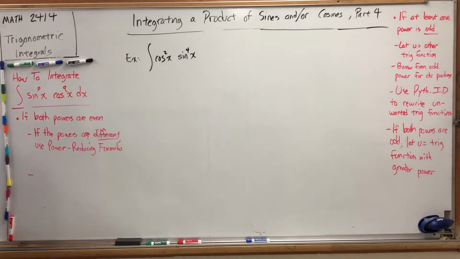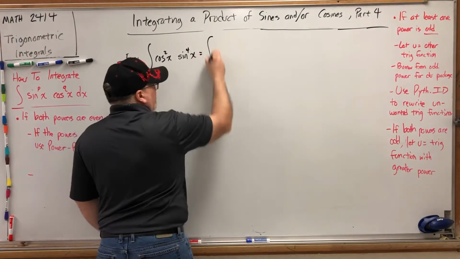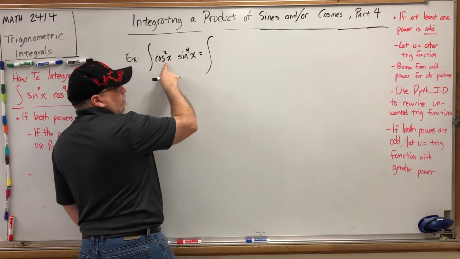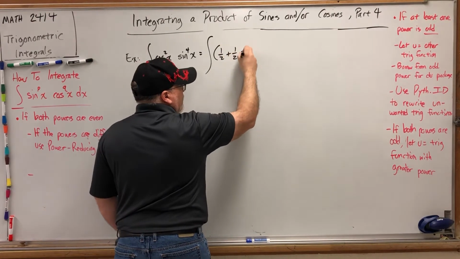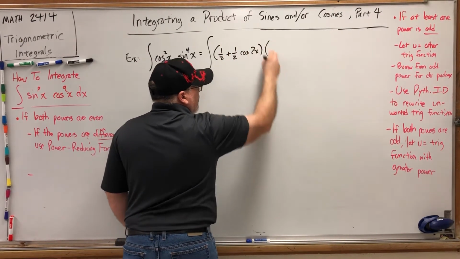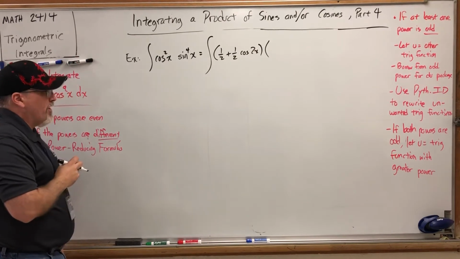All right. If you're integrating a product of sines and cosines and both powers are even and the powers are different, then use power reducing formulas, which doesn't seem like a big deal. The power reducing formula for cosine squared is still 1/2 plus 1/2 cosine of 2x. And the power, we have sine to the 4th x.